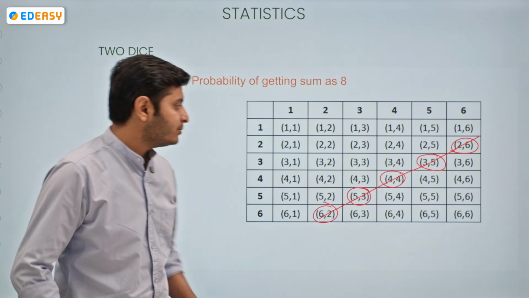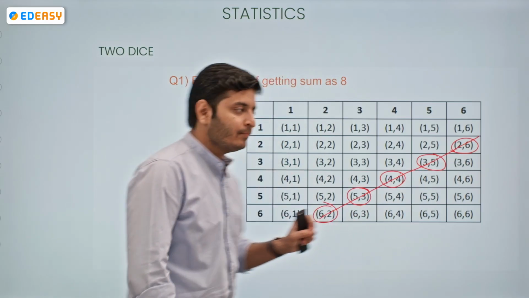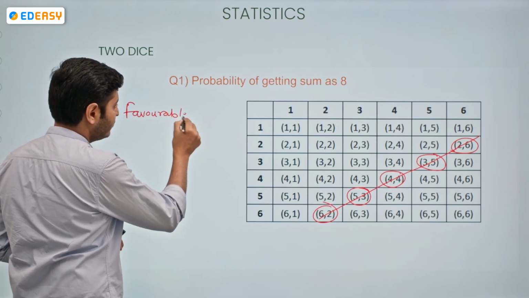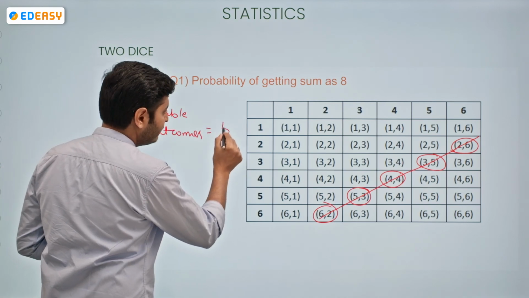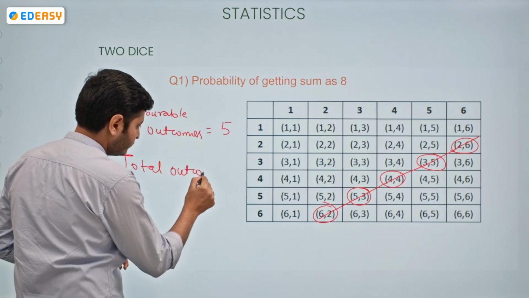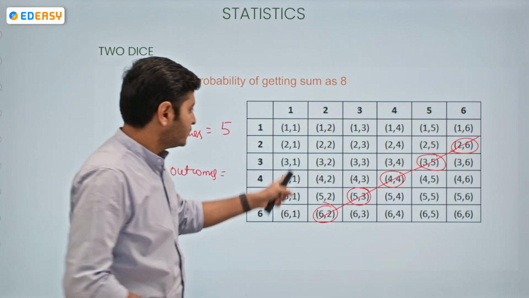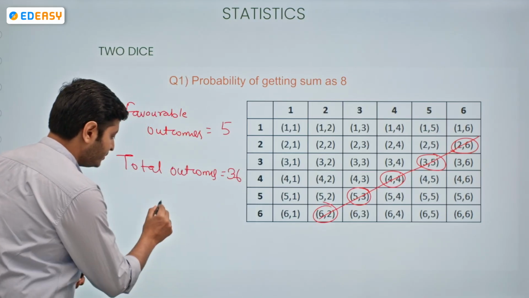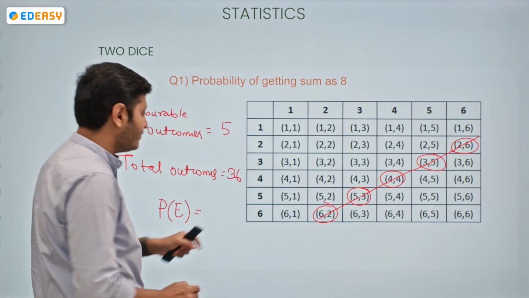So how many total outcomes are there? Favorable outcomes then? 1, 2, 3, 4, 5. So favorable outcomes is 5. What is the total number of outcomes? 6 into 6, 36. So what is the probability of this event? The probability is 5 by 36.